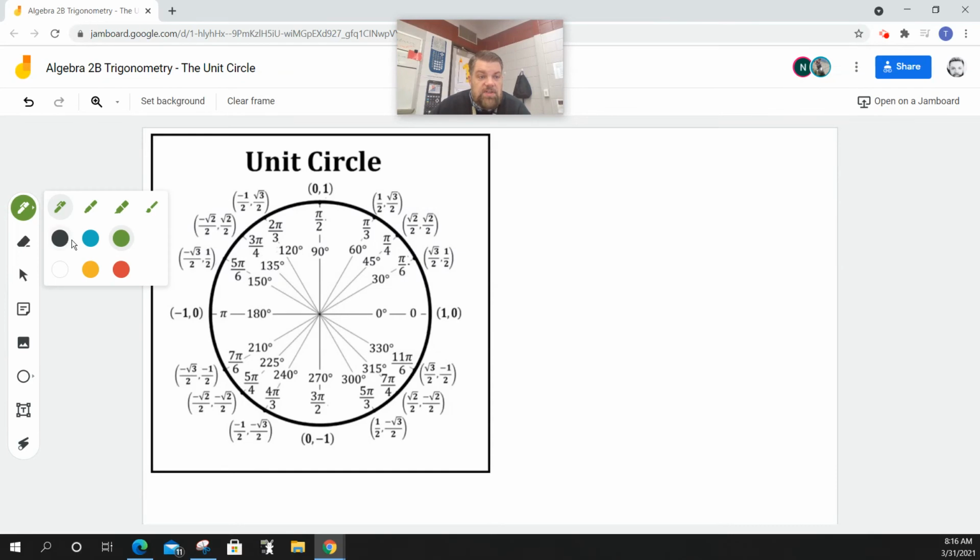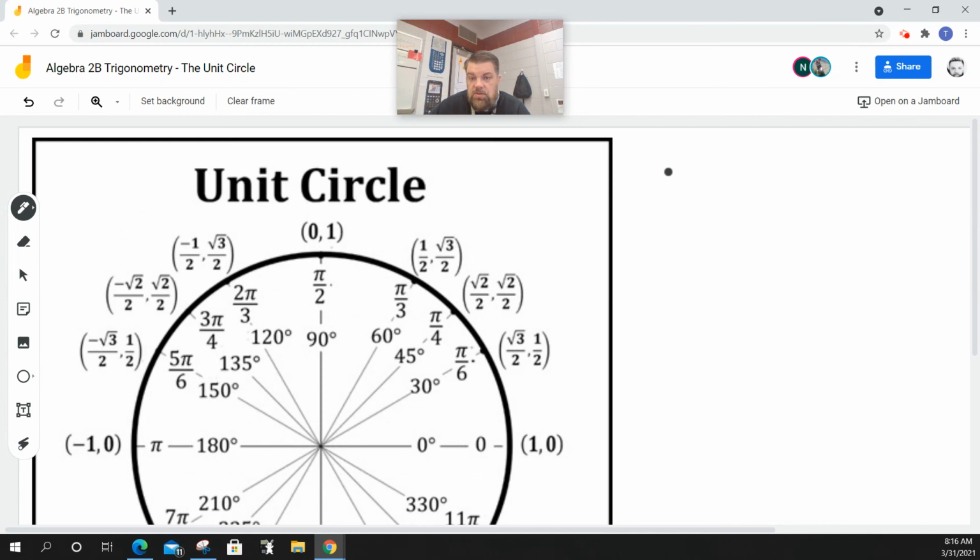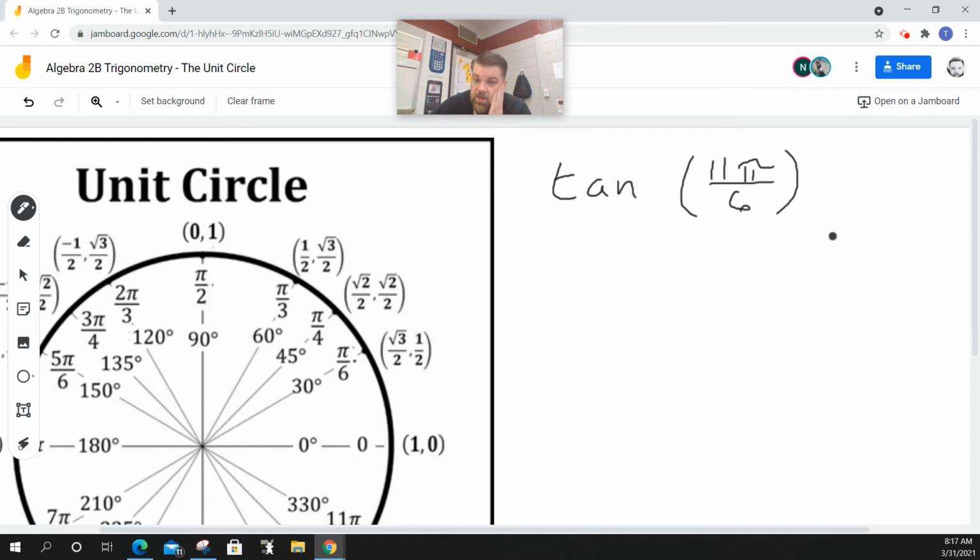All right, so the next problem, what we're going to do is we're going to try to figure out what is the value of tangent of 11 pi over 6. Okay, that's what we're trying to figure out.